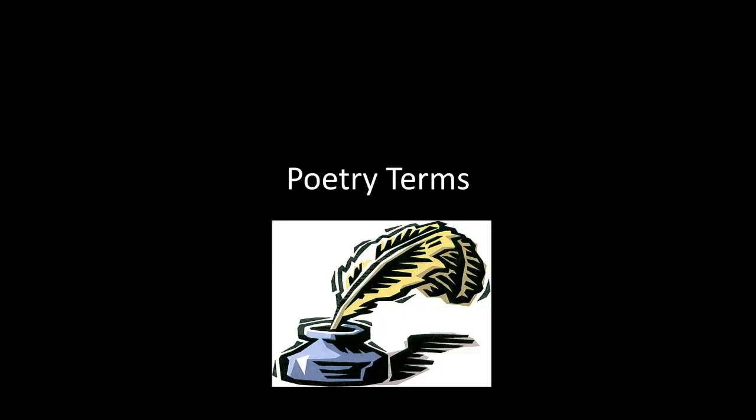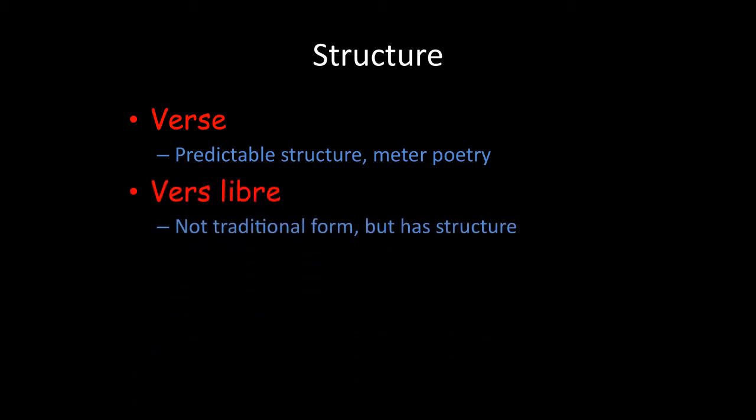Let's talk about some poetry terms. So, terms relating to the structure of poetry are verse, which means that the poem has a predictable structure; vers libre, which means that the poem is not in a traditional form, but it does have structure; and free verse, which means the poem has no predictable pattern.